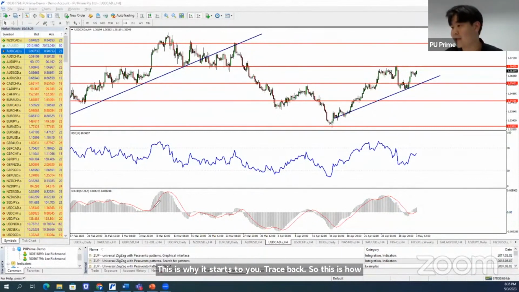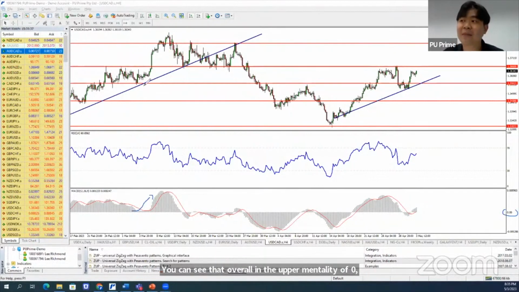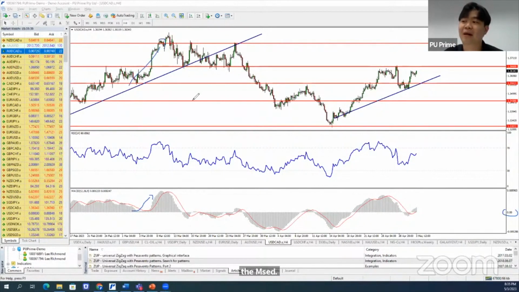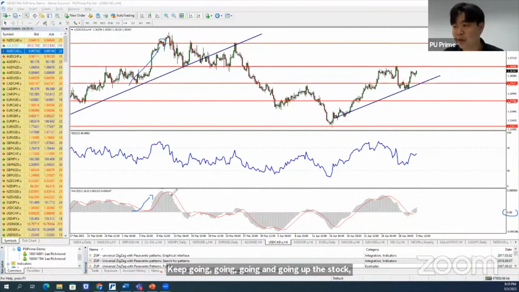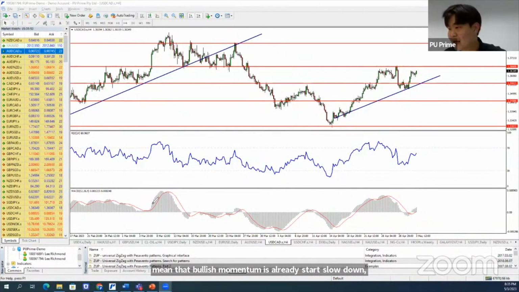So we just use the MACD histogram around here. You can see that overall, above the 0 magnitude, the MACD keeps going up and going up. The histogram keeps going up, and it will be aligned with the candlestick. So once it reaches the peak and then goes down, it means that the bullish momentum is already starting to slow down, and then the trend might slow down. But you can notice that there is a bullish and there is a bearish.